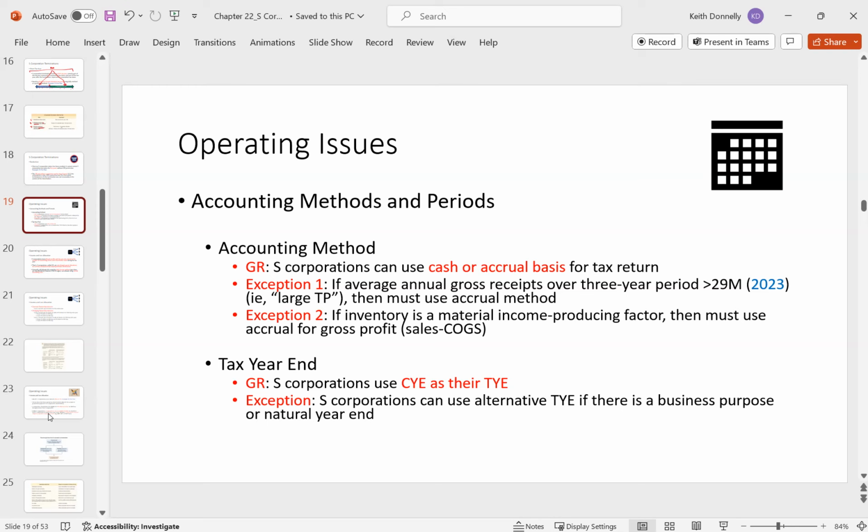Generally, with S Corps, you're going to be using your calendar year end as the tax year end. What's the setup here? With S Corps, you're generally looking at a 3/15 deadline, and when they punt it out, the extended deadline is 9/15.